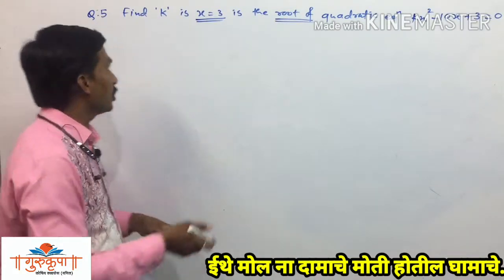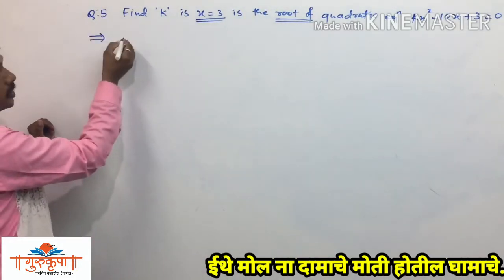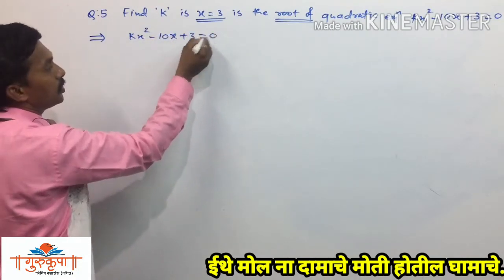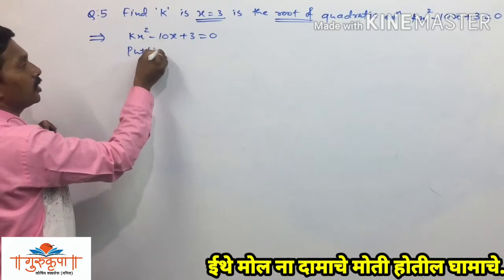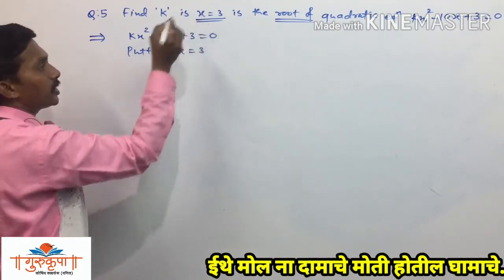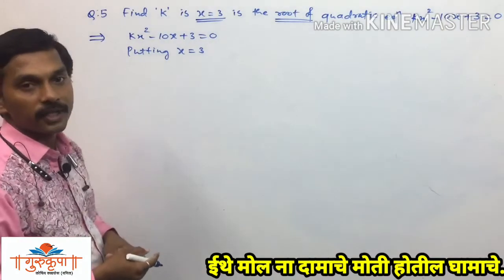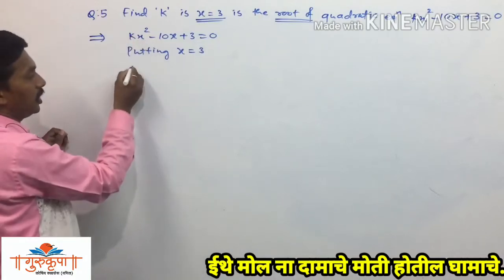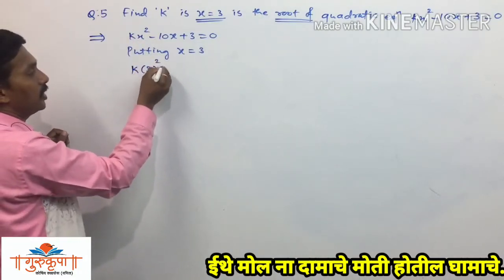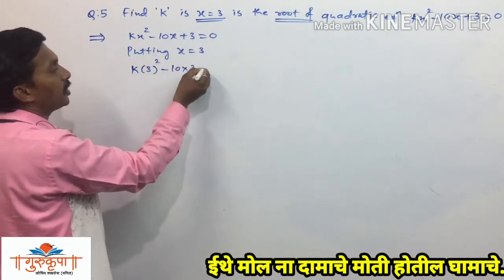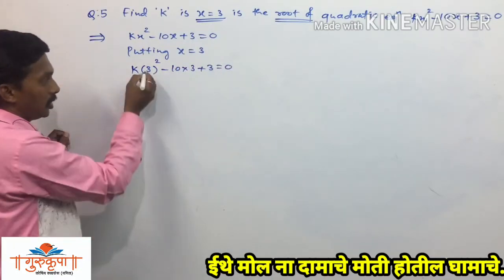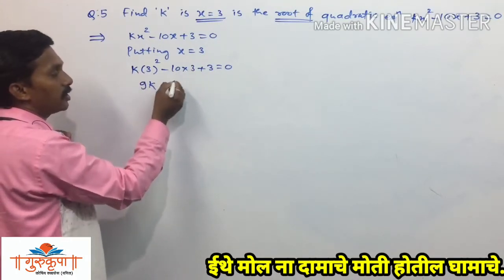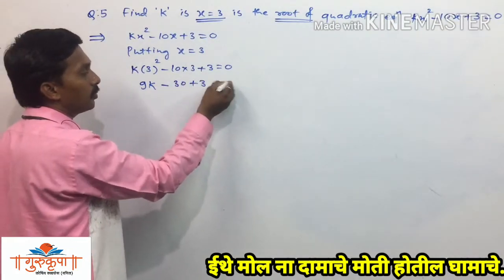So here we will write the given equation first, that is kx square minus 10x plus 3 is equal to 0, and here putting x is equal to 3. As we know that x is equal to 3 is one of the roots of the given quadratic equation. Since directly we are putting this value into the equation and we have this k remains as it is, value of x is 3, that is k times 3 square minus 10 multiplied by 3 plus 3 is equal to 0. This 3 square is 9 and 9 multiplied by k is 9k minus 10 3s is 30 plus 3 as it is equal to 0.